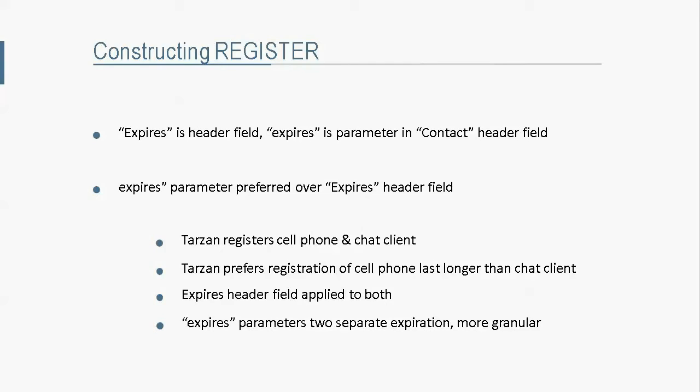On the other hand, since he has two contact header field entries, one for the cell phone and one for the chat client, Tarzan could use two different expires parameters in the contact header field values to define two separate expirations. That is why, logically, the expires parameter in the contact header field is preferred over the expires header field.